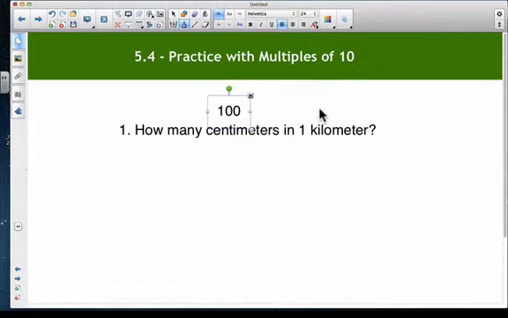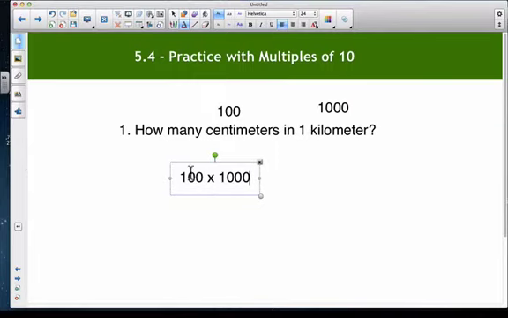How many meters in 1 kilometer is another question I have to ask myself, because I know that there's a unit of measurement in between centimeters and kilometers. I know that there are 1,000 meters in a kilometer. So now I have a problem that says 100 times 1,000.